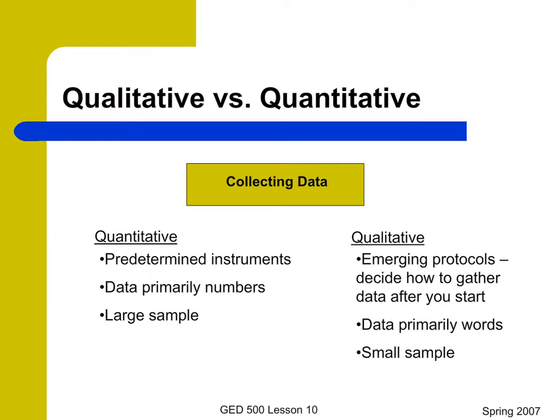Now, when you go out and collect data for your study, you also have the differences of qualitative and quantitative data here as well. With quantitative data, you use some sort of predetermined instruments. So you might use a set-up survey, you might use a questionnaire, you might use a particular intervention that's already been laid out. And you're, again, primarily dealing with a large sample and numbers.